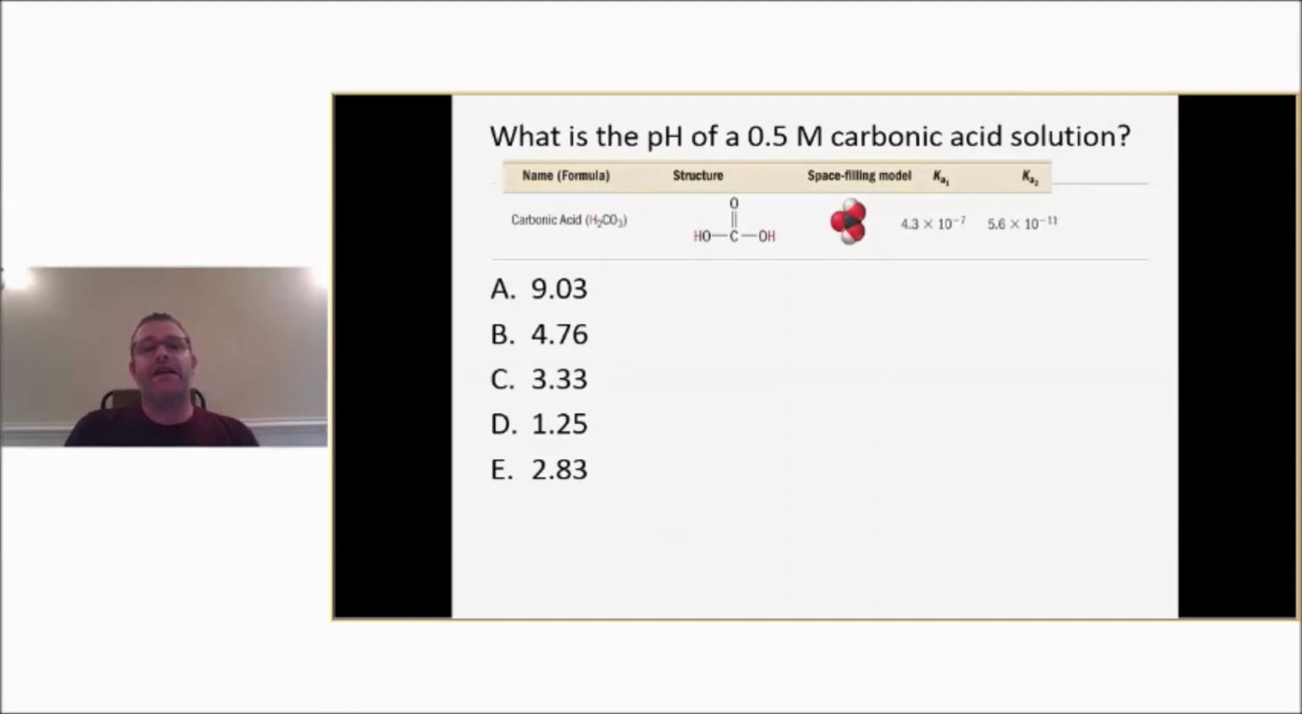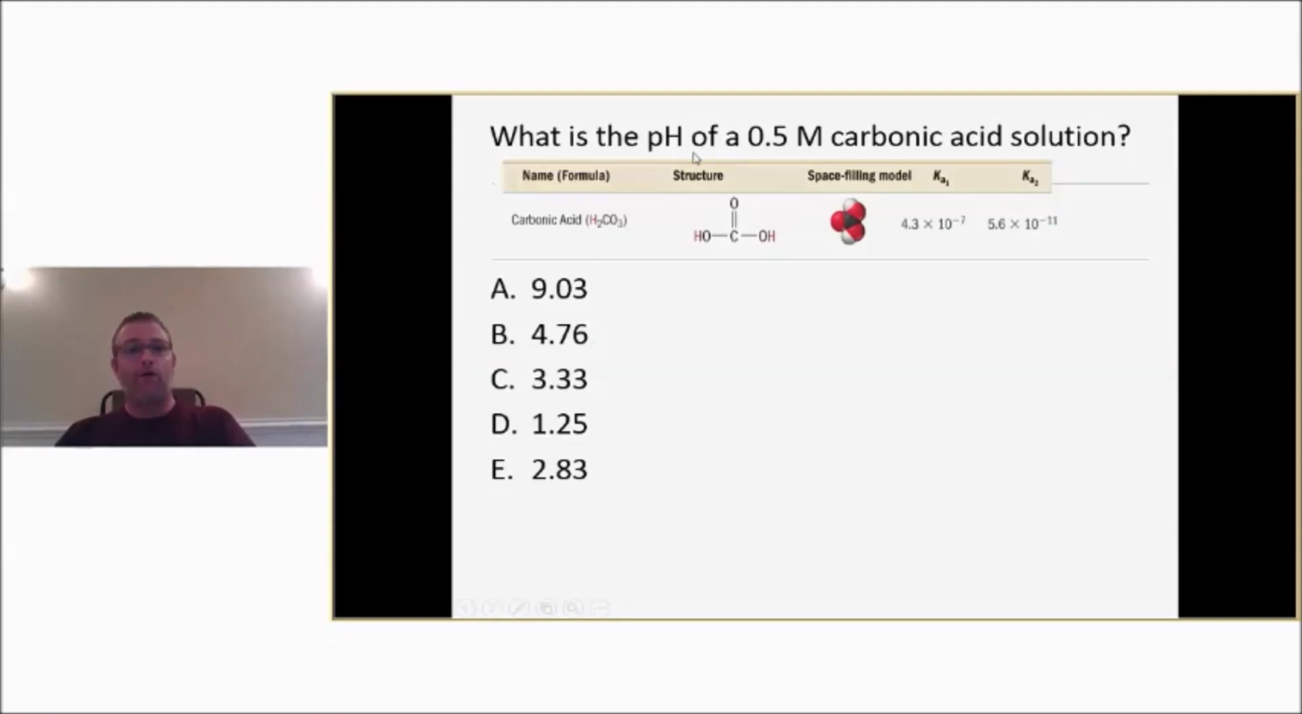Okay, so now that we've done a couple of example problems, I have here a carbonic acid solution that's 0.5 molar, okay? And we have the two acidic protons labeled right here, okay? Here's the first Ka, here's the second Ka, okay? What is the pH of the final solution?